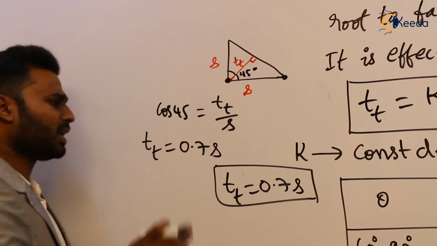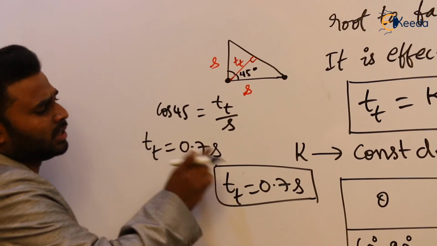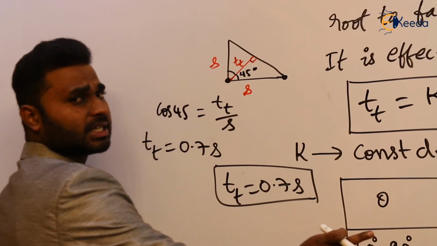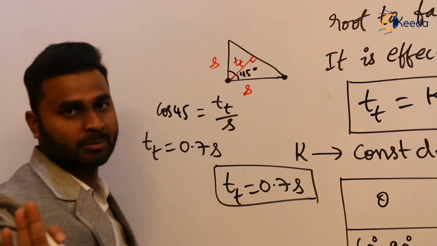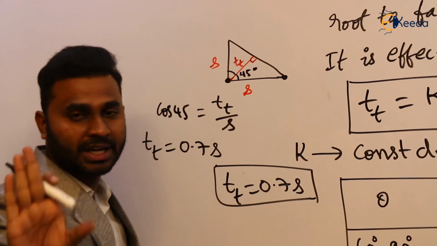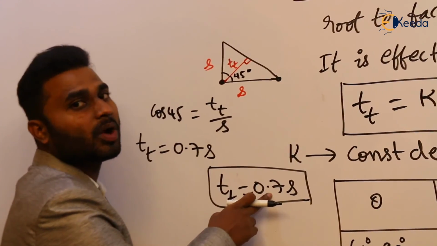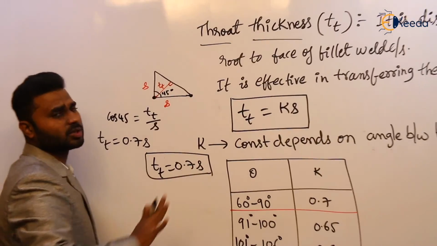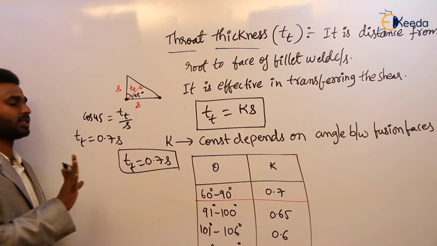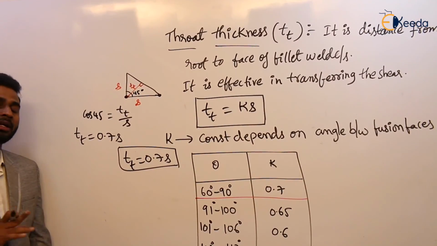Simple thing. But for all angles from 60 to 90 degrees, the code suggests we take 0.7. Strictly speaking, this is only for an angle of 90 degrees. If the angle between the fusion phases is 90 degrees, then only the K value is 0.7. But the code suggests taking 0.7 for 60 to 90 degrees. So this is the derivation. Clear? This is regarding the throat thickness.